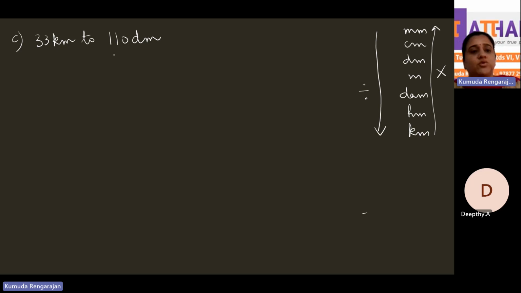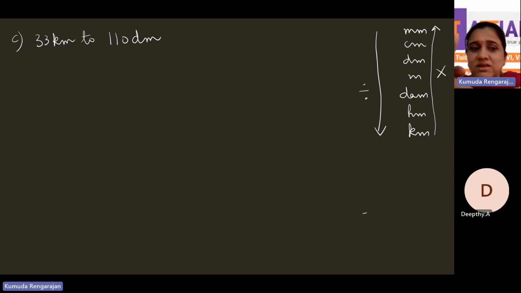So which is the smaller of the two units? Decimeter. Kilometer is larger. So we'll always convert the larger unit to the smaller unit. You should not see the number associated with it. Don't see the number. See only the unit. Decimeter is small. Kilometer is larger.